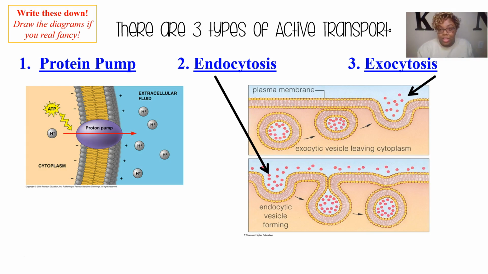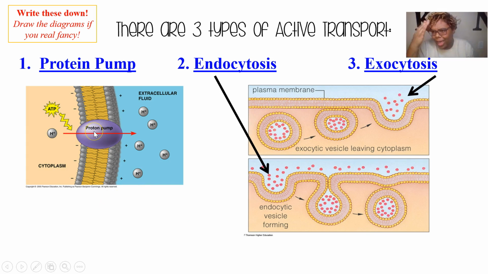Just like passive transport, there are three kinds of active transport. You have protein pump, endocytosis, and exocytosis. Protein pump, endocytosis and exocytosis. All right, so those are the three types of active transport.